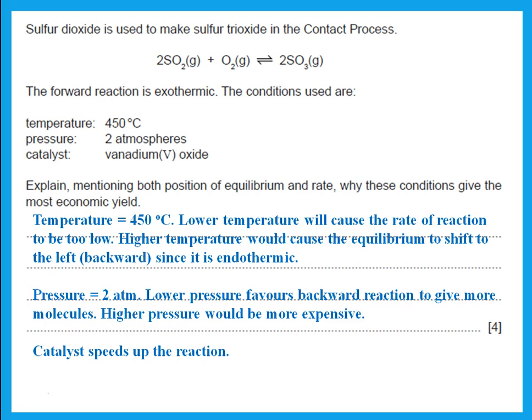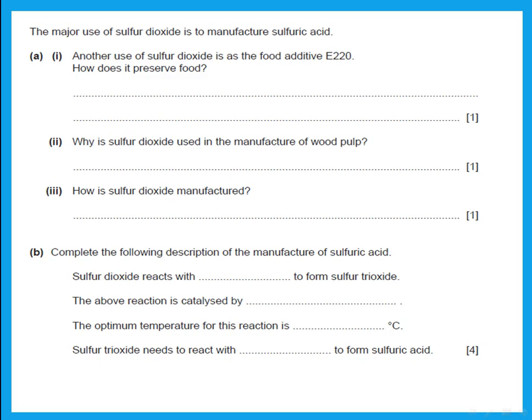Now, the pressure is at 2 atm. Lower pressure favors the backward reaction, which gives more molecules. So I don't want it at lower pressure, I want it at higher pressure. But too much pressure would be more expensive. Catalyst, of course, speeds up the reaction.